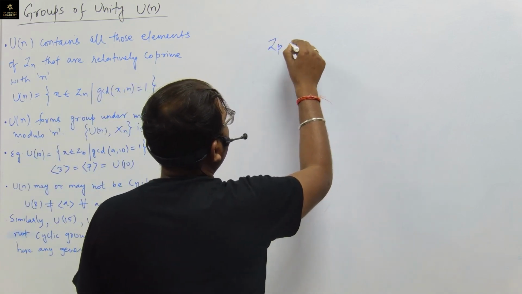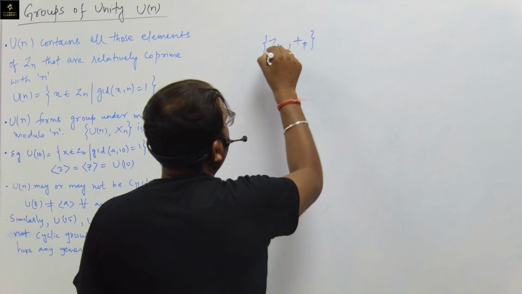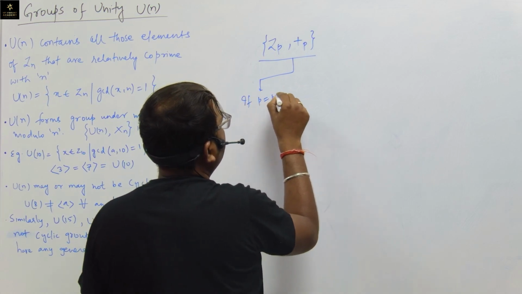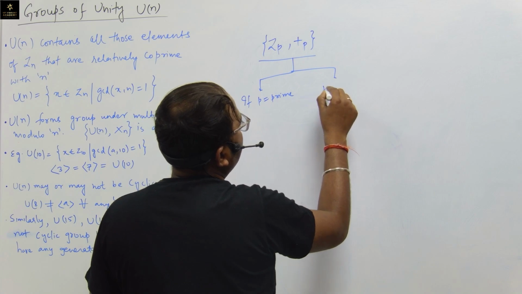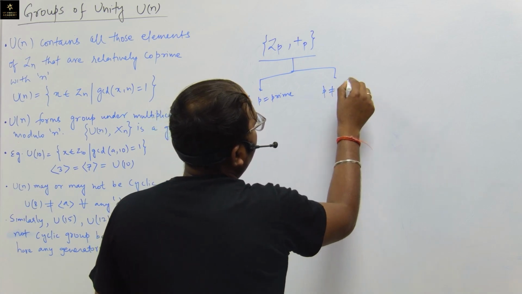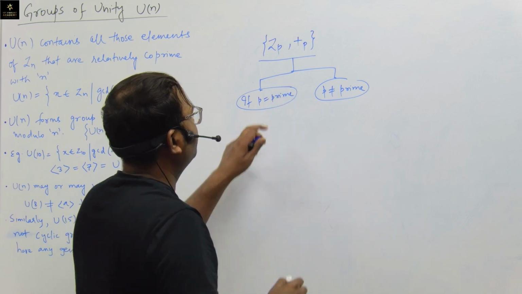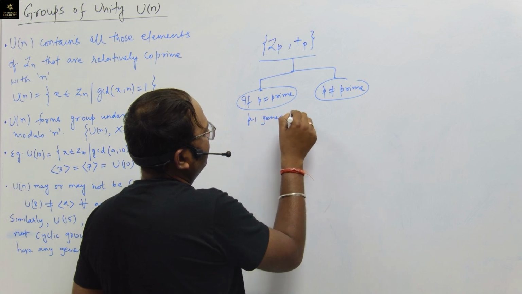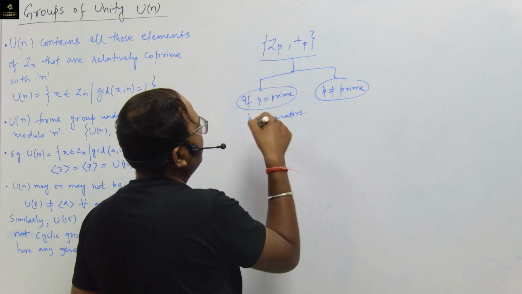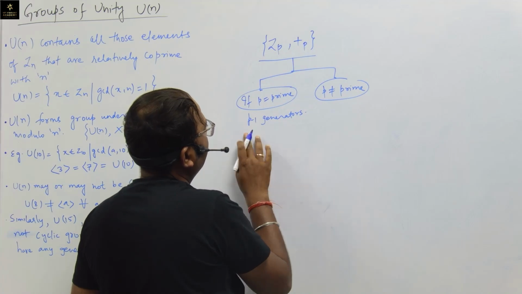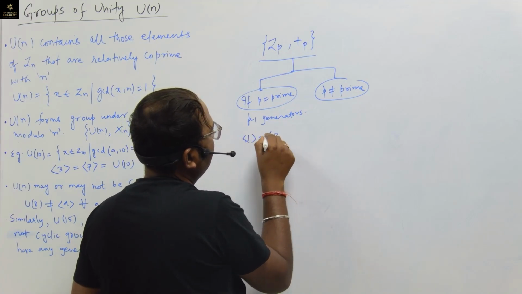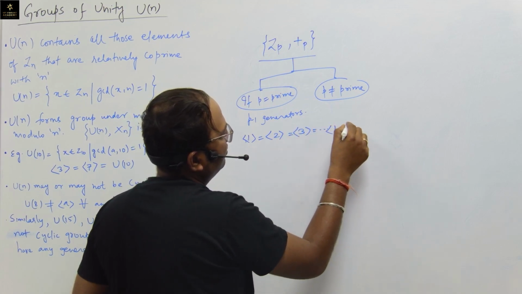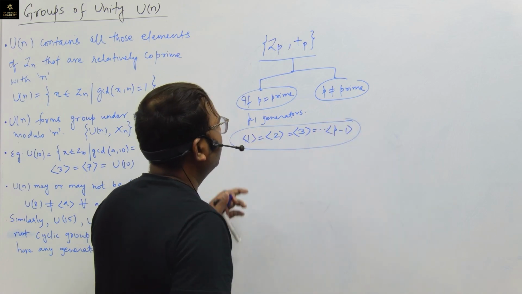Zp forms a group under addition modulo p. So we have two cases: if p is prime and p is not prime. How can we find the generator? If p is prime, then we have p minus 1 generators. So the generators of Zp will be 1, 2, 3, up to p minus 1. p minus 1 generators are there if p is prime.